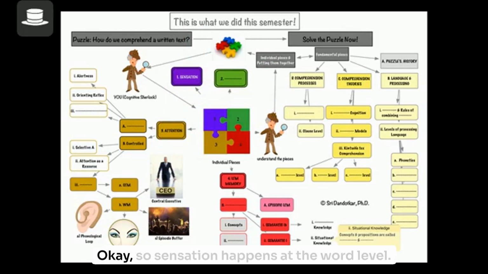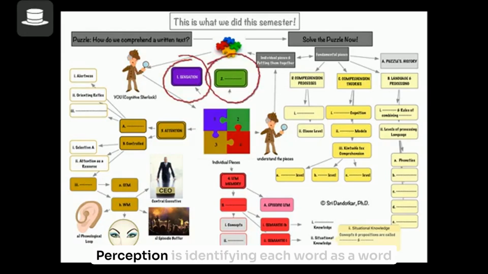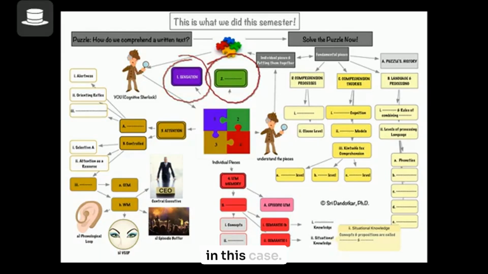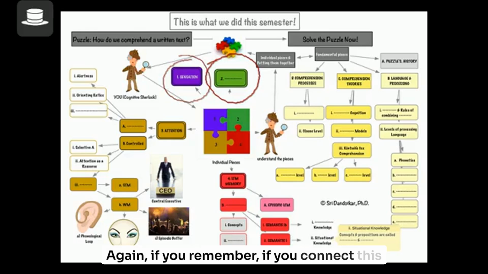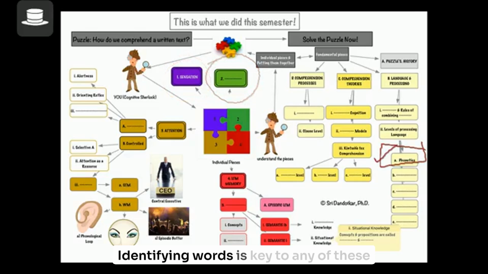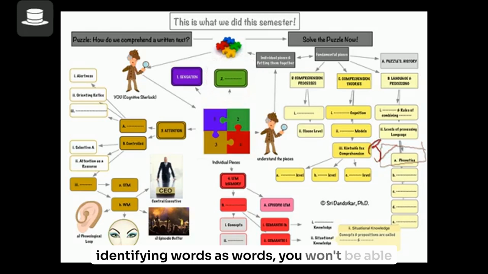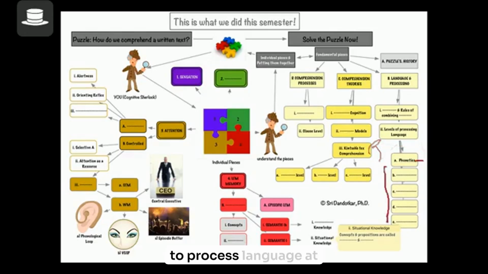Okay, so sensation happens at the word level. Perception also happens at the word level. Perception is identifying each word as a word in this case. Again, if you remember, this is related to the phonetic processing. And identifying words is key to any of these levels of representation, because without identifying words as words, you won't be able to develop propositions. You need propositions, and for that, you have to process language at other levels.